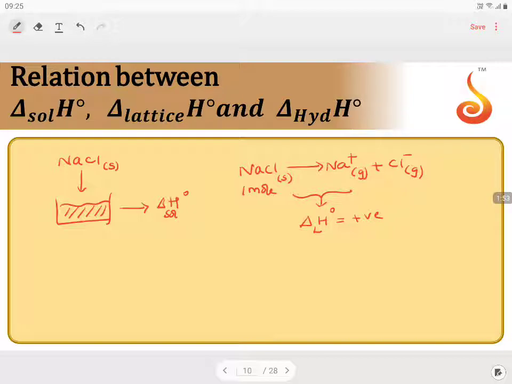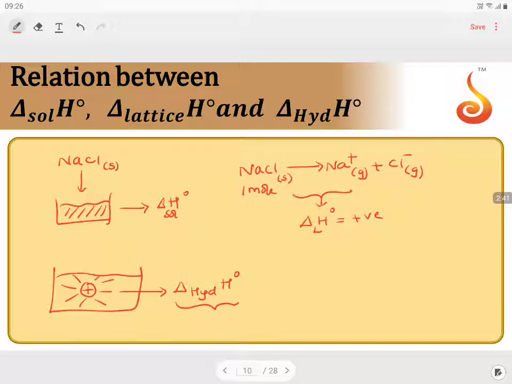Hydration enthalpy: if you have an ion in the water, whether a positive ion or a negative ion, and this ion is surrounded completely by the water molecules and stabilized, the energy of stabilization of the ion by water molecules involving ion dipole interactions leads to enthalpy of hydration. So the enthalpy of hydration is the stabilization energy of an ion.